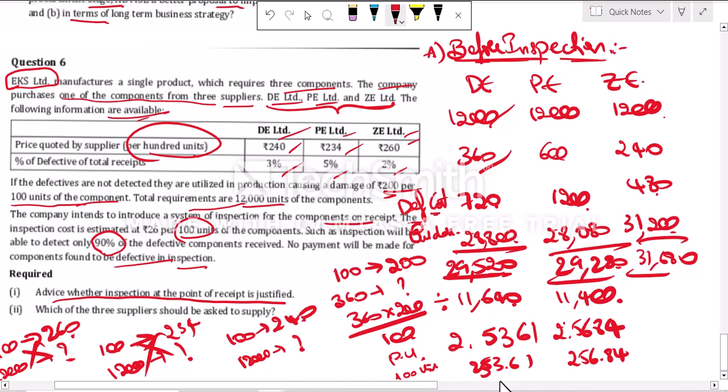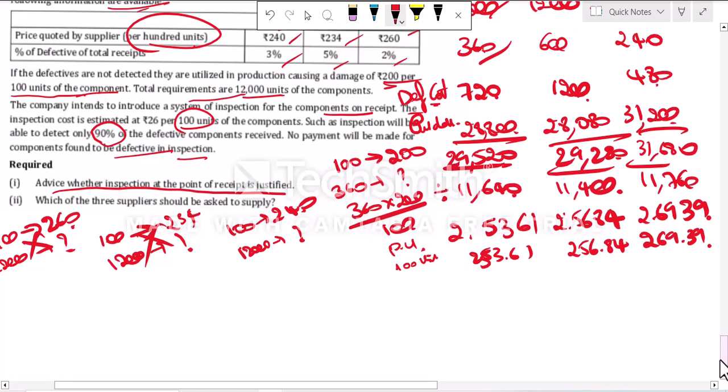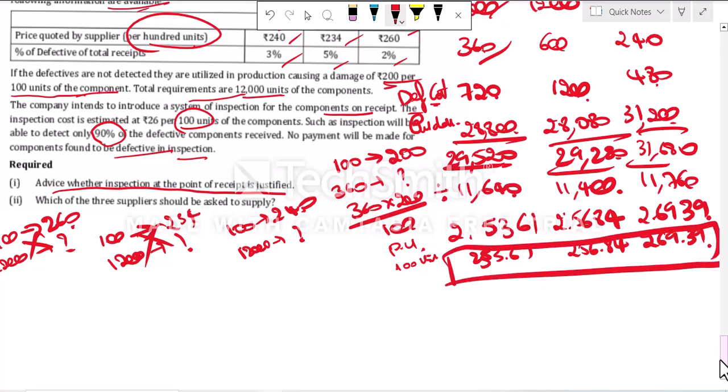Next, in the third case, how many good products? 12,000 minus 240, 11,760. So 31,680 divided by 11,760, 2.6939. This is for 1 unit. For 100 units, 269.39. So this will be the cost if they do not inspect.